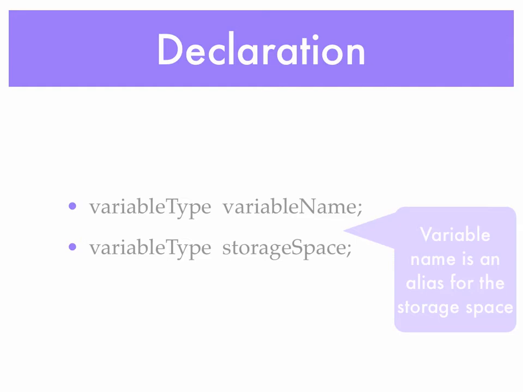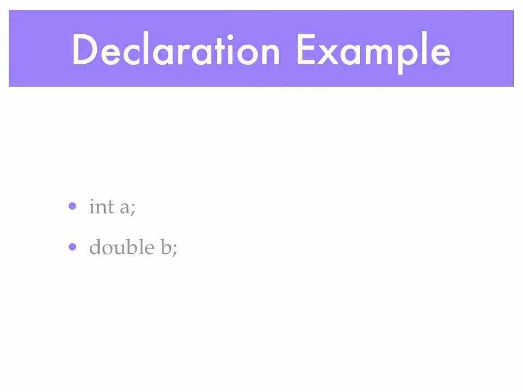The declaration is made through the declaration of the variable type and then the variable name. With that variable type, we put aside storage space to hold a variable of that type. A variable name is indeed an alias for the storage space. The declaration of a variable can be made in this way. Int a, that declares that we will have a variable of type int that will be named a. Or double b, that declares that we will have a variable of type double that will be named b.